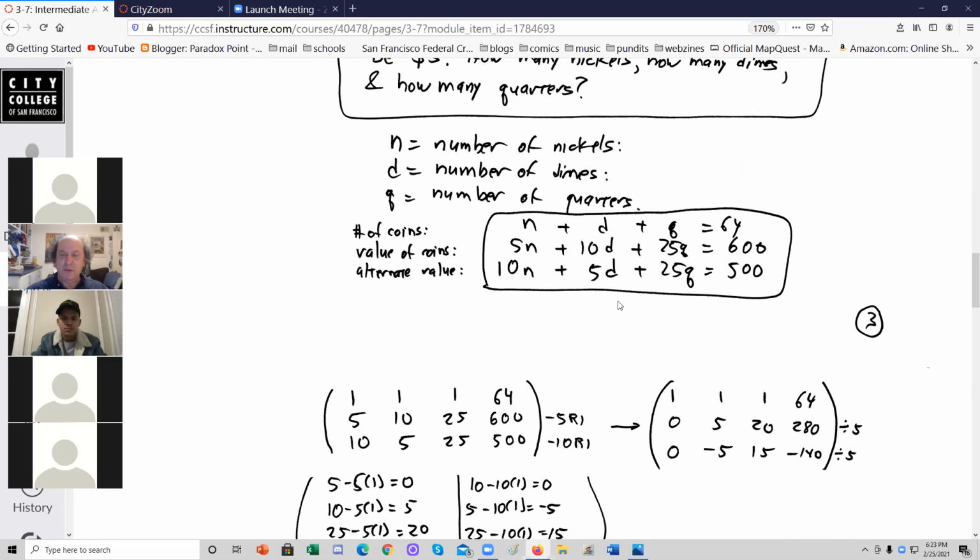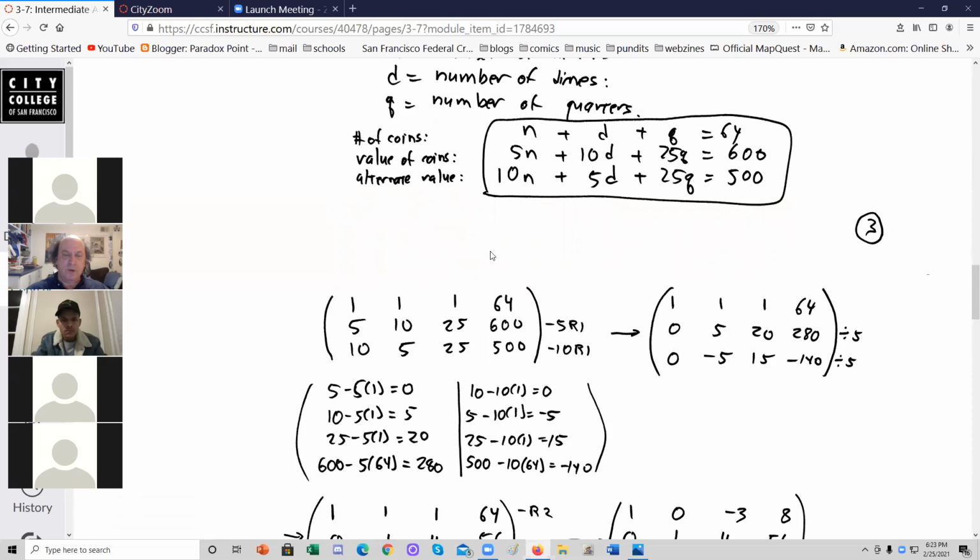All right, now we translate this into an augmented matrix. 1, 1, 1, 64, first row. Second row, 5, 10, 25, 600. Third row, 10, 5, 25, 500. Okay, so let's proceed to reduce this.